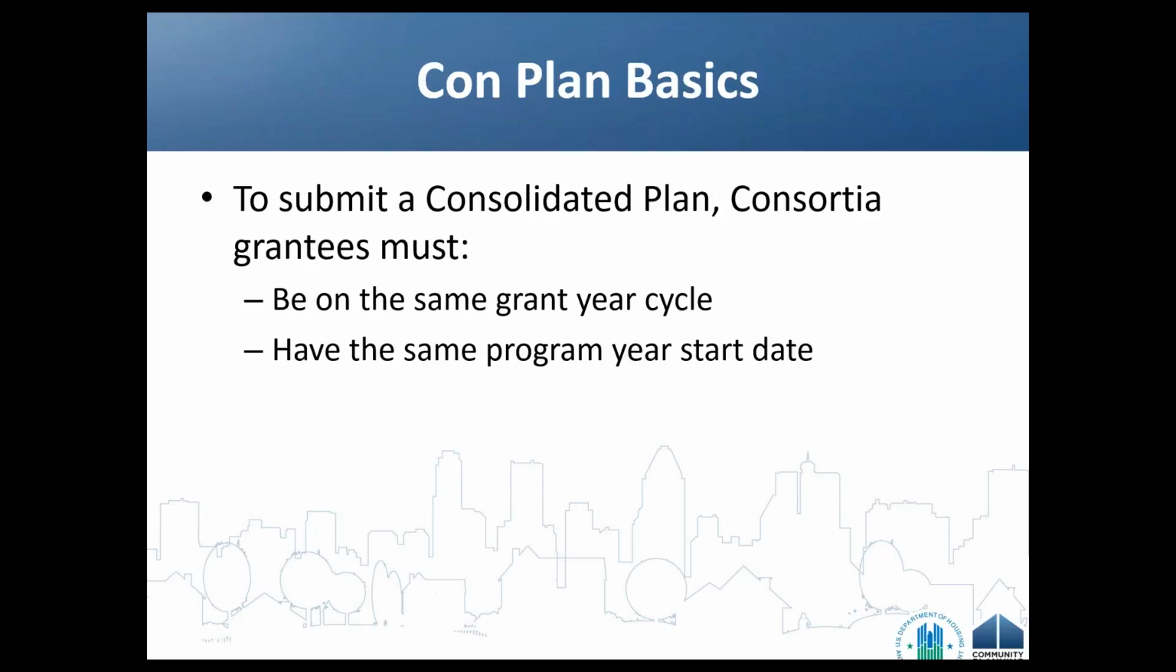So to start, let's just make sure that we have a few ground rules and basics covered that we're all agreeing on. As a consortium, there's two key requirements for when you're submitting and setting up your consolidated plan. All consortium members need to be in the same grant year cycle. And so if you're looking at a 2016 submission, all members need to have a comp plan start year of 2016. And not only do they need to have the same start year, but you also want to have the same program year start date.